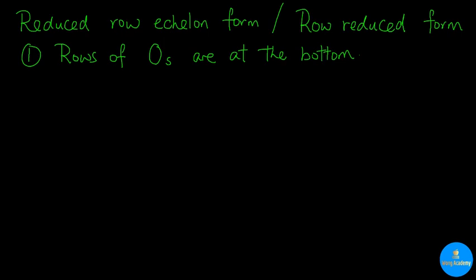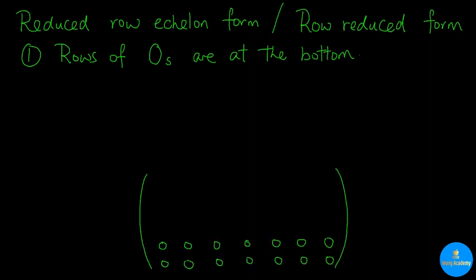First, if there are rows of all zeros, they must be all packed together at the bottom of the matrix, like this. If there are no rows of all zeros, then this criterion can be skipped.